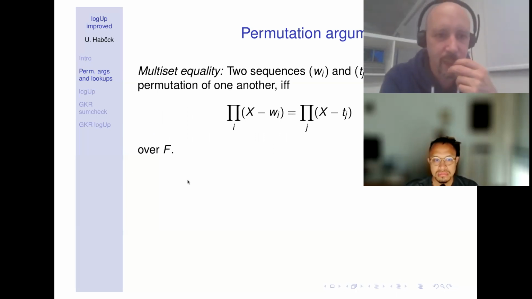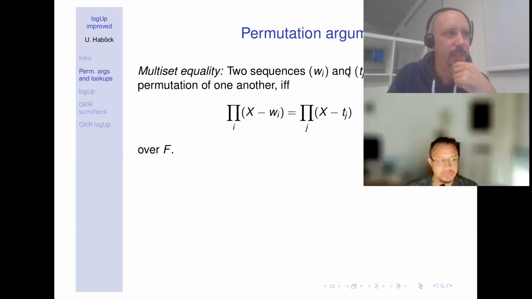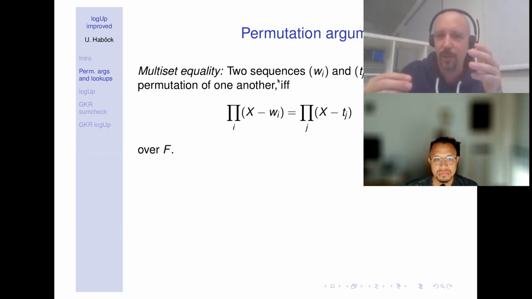Okay, some background. So what's the classical approach to tackle permutation arguments, or more concretely, multi-set equality? We consider that we are given two sequences, the witness sequence, the W_i, and another one, T_j, typically. And we want to prove that one is a permutation of the other. So both can have multiple occurrences of one and the same value. It doesn't matter. So we want multi-set equality, which means each value that occurs here with a certain multiplicity occurs here exactly with the same multiplicity.